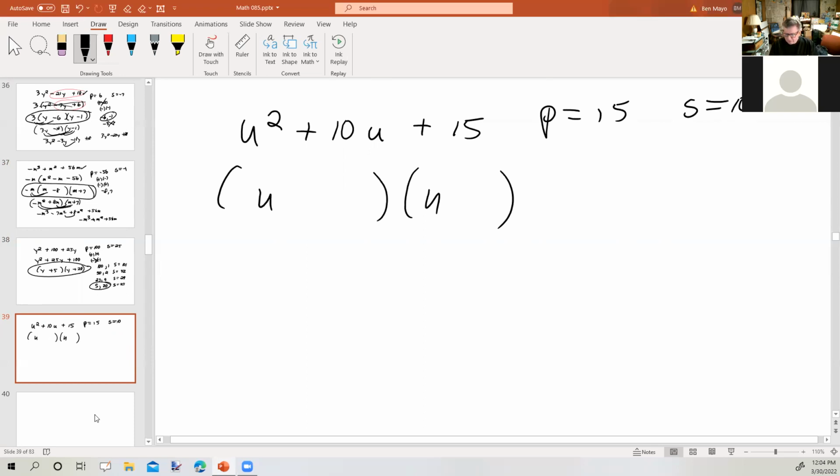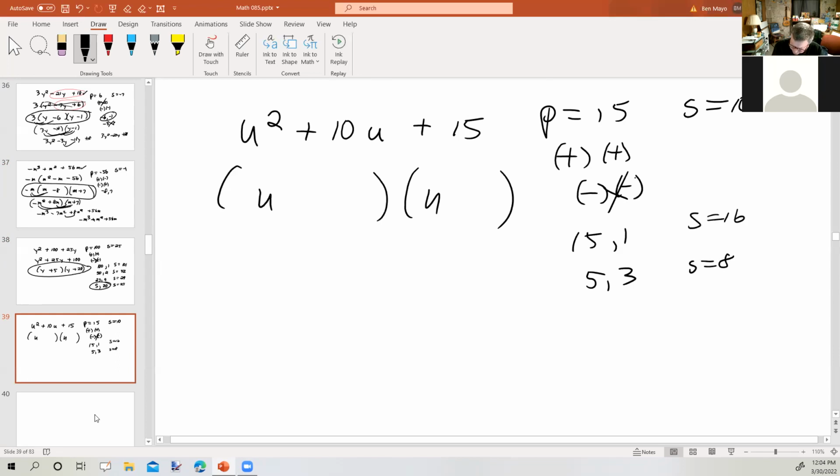Since the product is positive, it's either got to be two positives or two negatives. But for the sum to be positive, we couldn't add two negatives. So it's got to be two positive numbers. So 15 and 1, 5 and 3. I think those are the only possibilities. 15 plus 1 is 16. 5 plus 3 is 8. None of them are going to work.